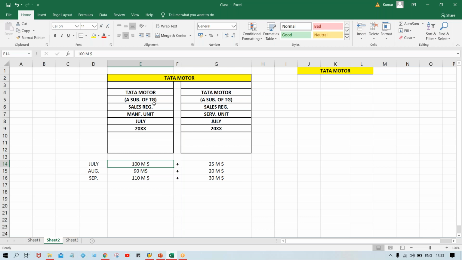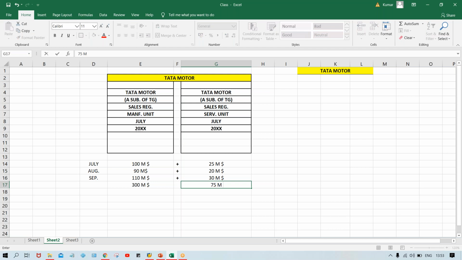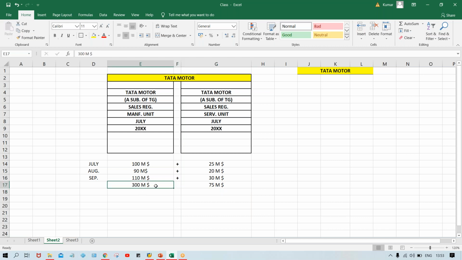Now if they want to know the total revenue for the manufacturing unit in the second quarter, let's suppose these three come to 300 million dollars, right? And likewise for this one, it is 75 million dollars, right? And if they want it at Tata Motor level for both, then this one plus this one. This is how they are going to calculate the revenues.